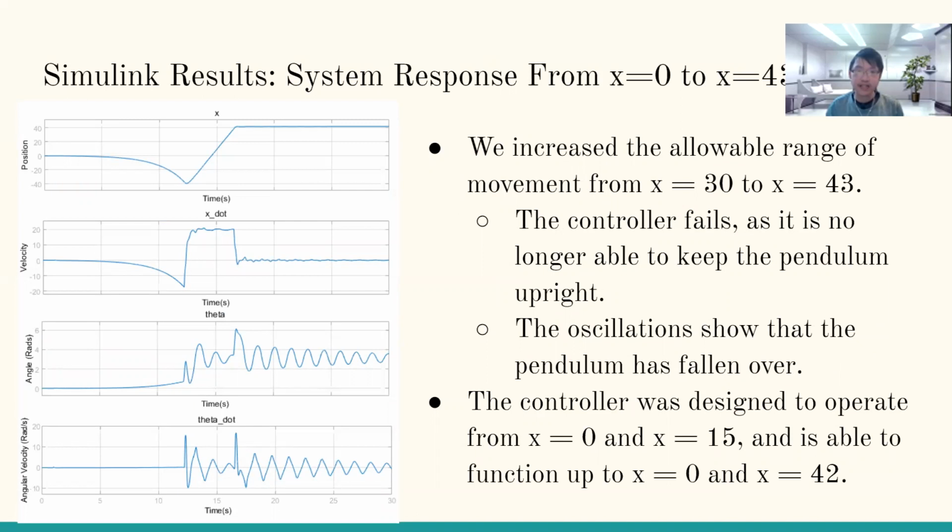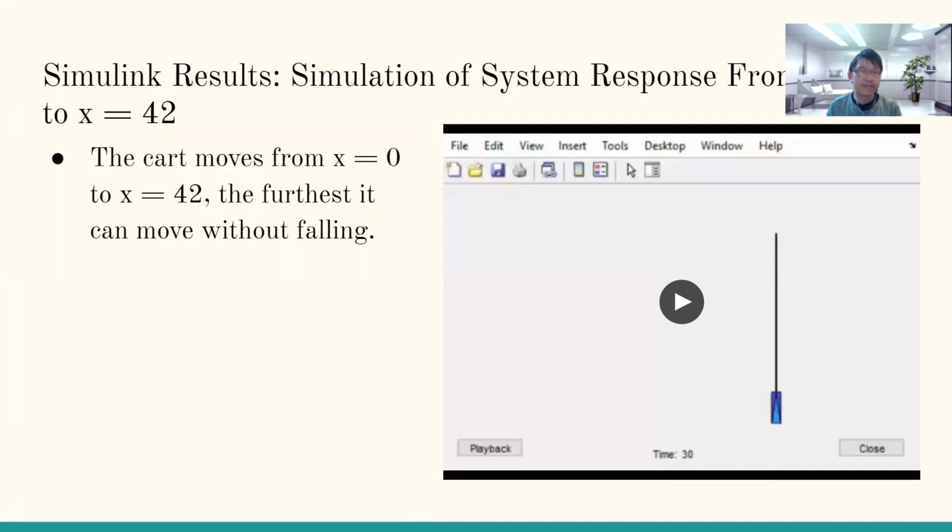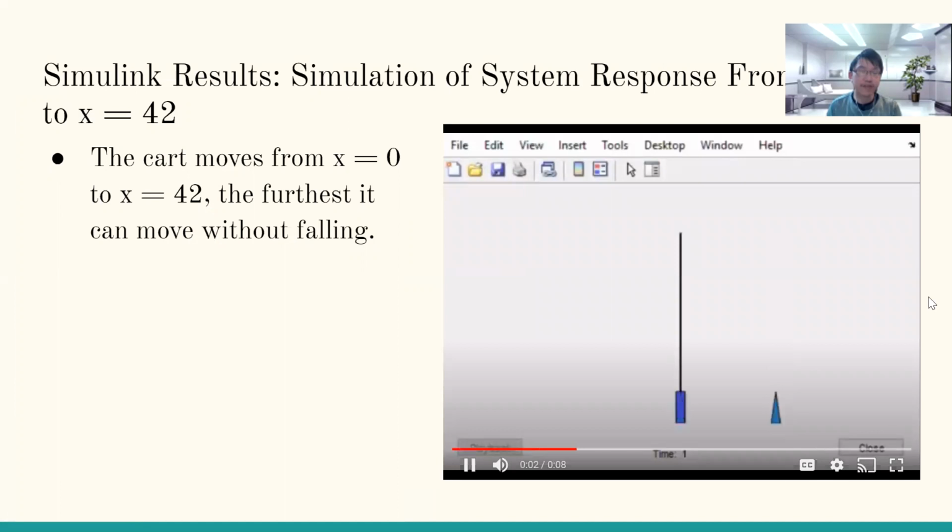For our last test, we increased the allowable range from 30 to 43. In this test, the controller fails as it was no longer able to keep the pendulum upright. The oscillation shows that the pendulum has fallen over. The controller was designed to operate from 0 to 15, but was able to function up to 42. In this video, it will show a simulation of the cart moving from 0 to 42 without falling.